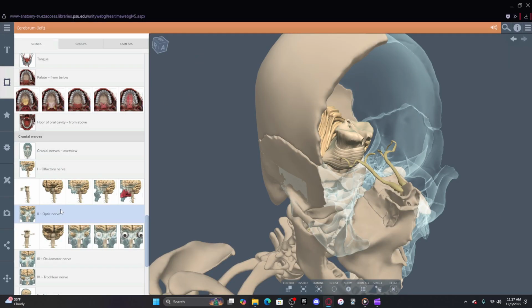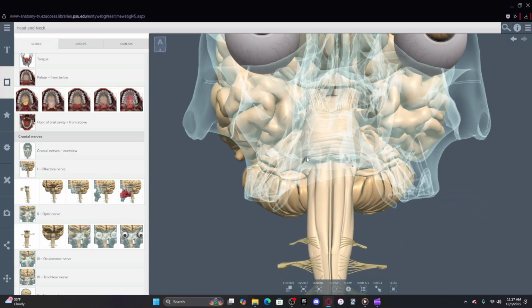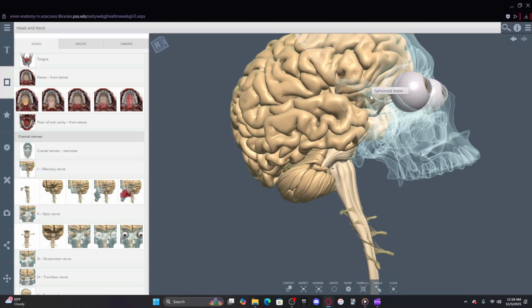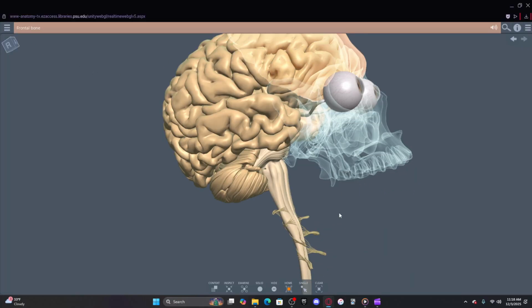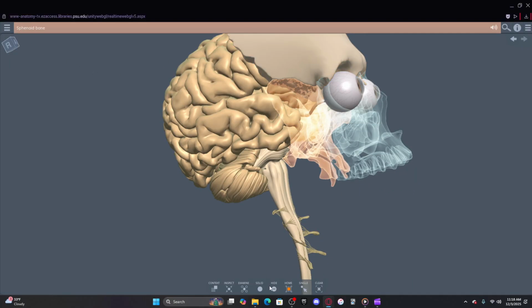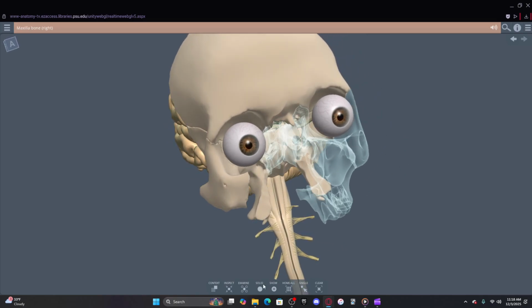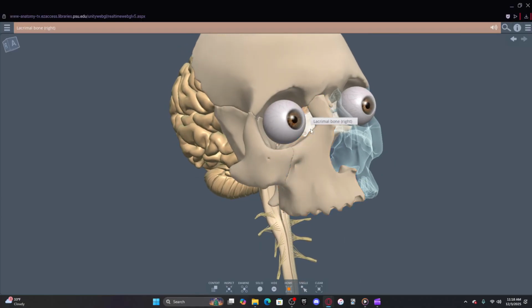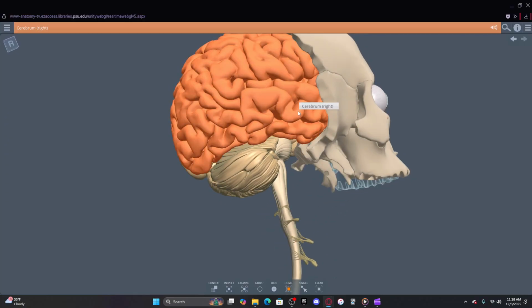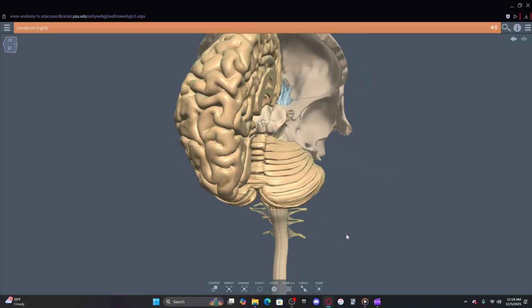So the second cranial nerve, the optic nerve, it's going through the optic canal. So if I go here and solidify some of these bone structures, we can see the optic canal more clearly. Okay, so just want us to be able to see the optic canal. Okay, so I'm gonna remove the brain just so we can see it more clearly.